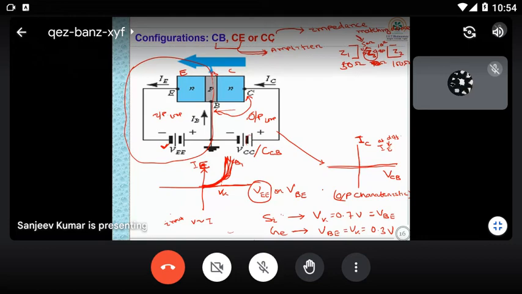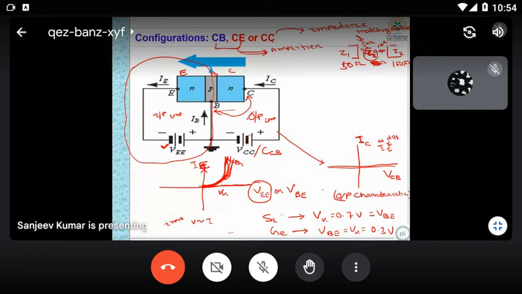Here you can see we are not using any load or other thing, which we would have to use for better amplification. For the current scenario, from the construction point of view, this is common base configuration because base is common to both input emitter and output collector. So that's why it is known as common base configuration. Now for amplification, when I go for input and output features and draw them, I will get it.